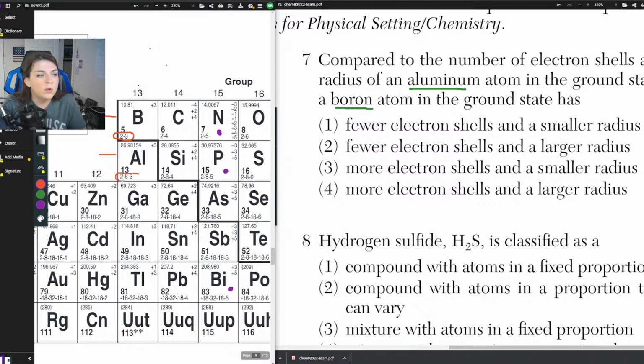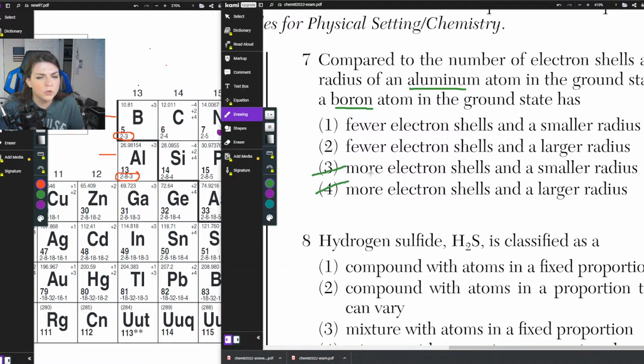And then in aluminum, we have 3 digits. So aluminum has 3 layers of electrons. It has more electron shells. So this question is saying boron in the ground state has, and it's going to be fewer electron shells. So those two are out.